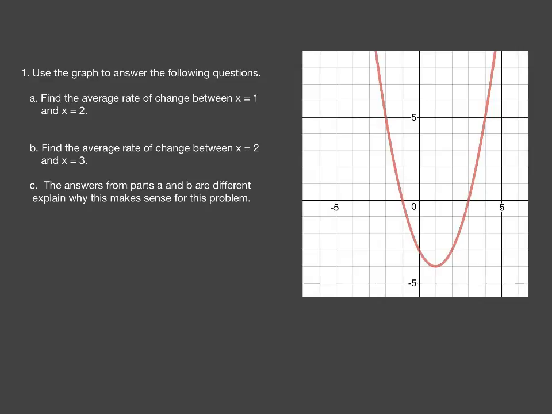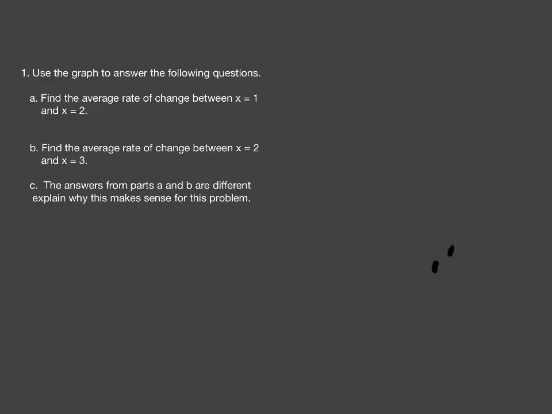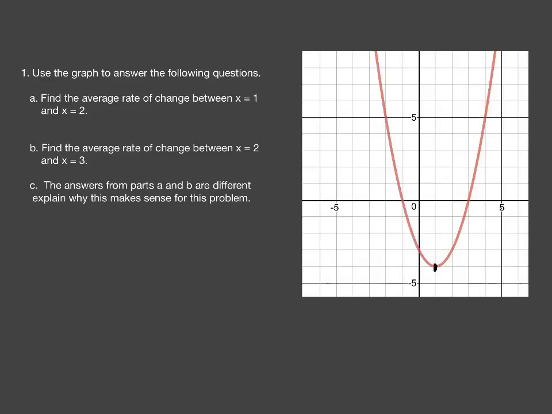Okay, let's go ahead and look at this one. We need to find the average rate of change between x equals 1 and x equals 2. So x equals 1 is here, and x equals 2, I'm right there. So my slope is up 1, right 1, so 1 over 1.